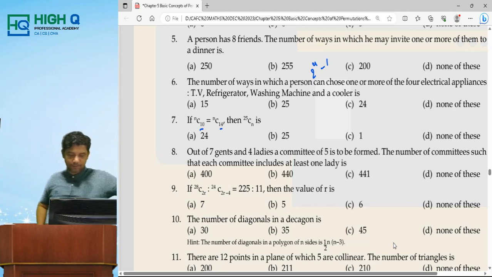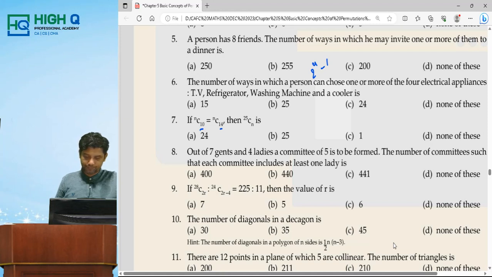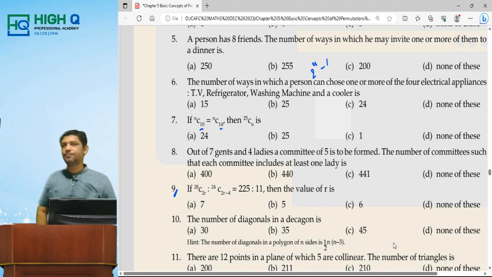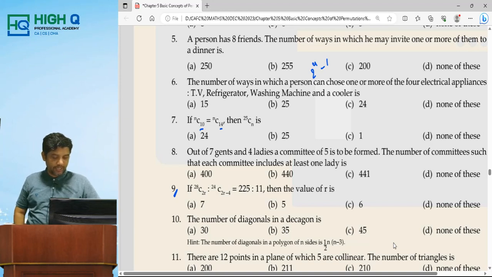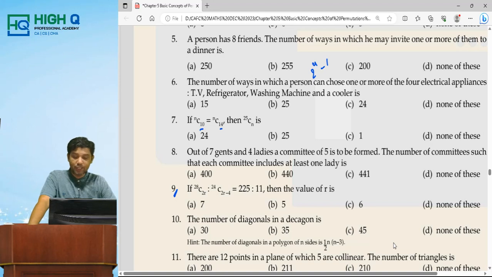Okay, now listen here. I want you to take the 9th sum as homework. They ask you to find out the value of r. Only use the trial and error method, don't use the formula. Trial and error method is the best method. So take it as homework.